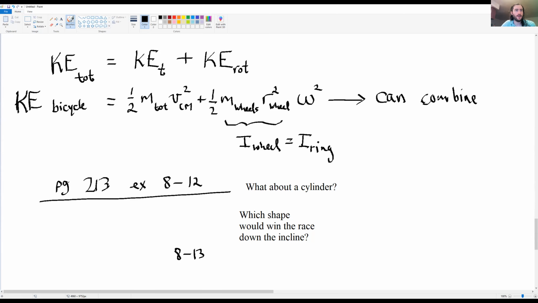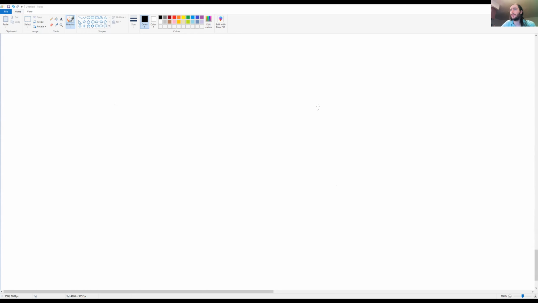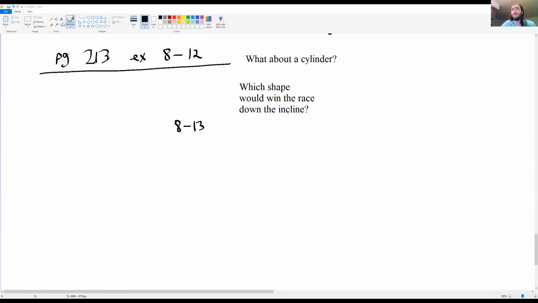Okay. And then we really need to cover angular momentum before we quit here. I know we're a little bit over, but we definitely need to do it. So let's take a look at it now. So angular momentum.